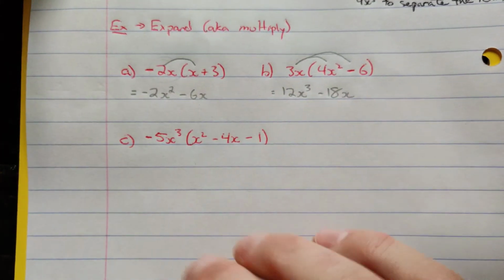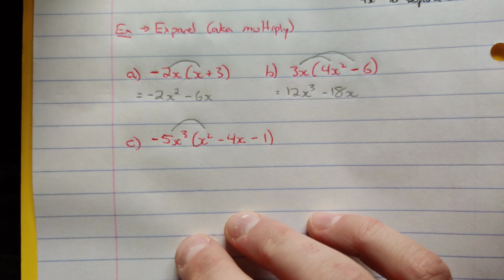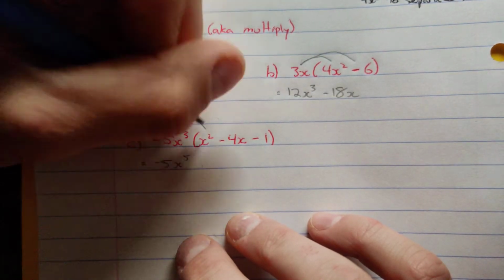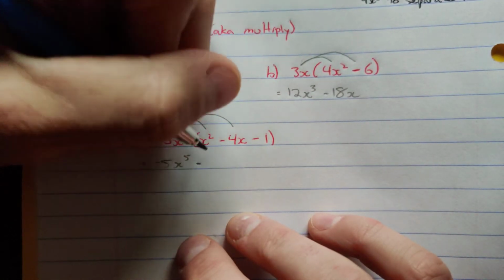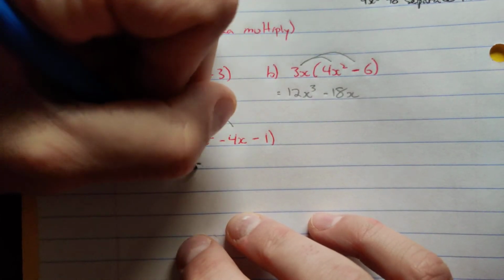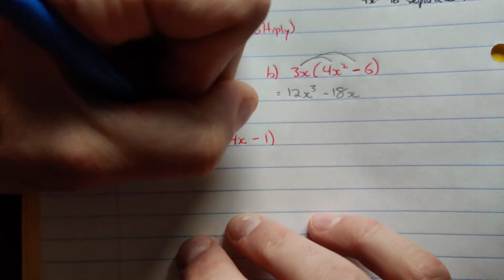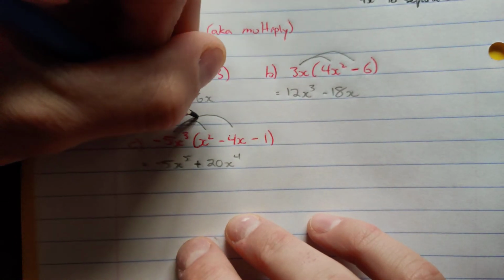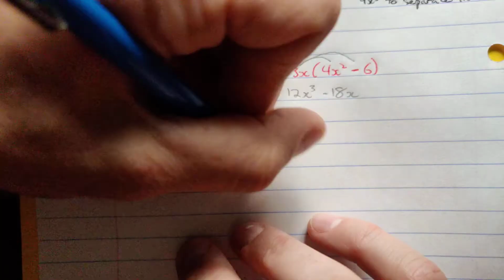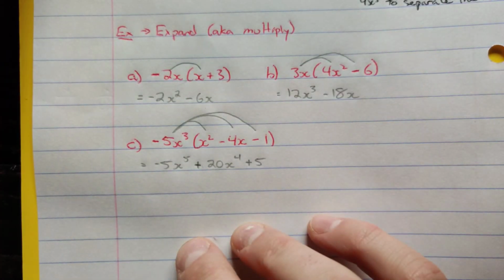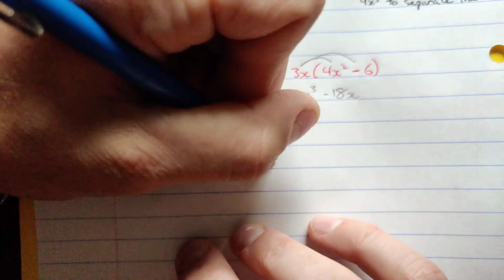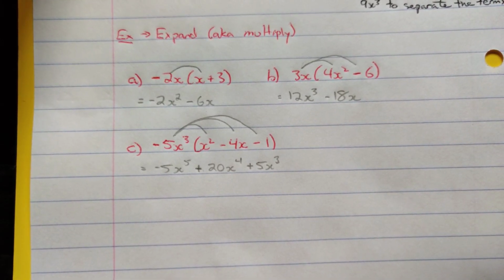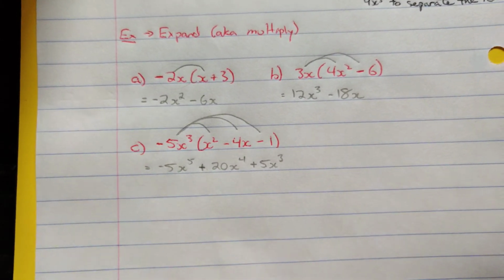Even when it gets to a trinomial, same thing. Multiply negative 5x cubed by x squared. We're going to get negative 5x to the 5. Then negative 5x cubed times negative 4x. Negative times negative is a positive. 5 times 4 is 20. x cubed times x to the power of 4. And then finally, negative 5x cubed times negative 1. Well, two negatives make a positive. 5 times 1 is 5. And then we still have that lonely old x cubed there at the end. So we've now expanded that out. So when we're expanding, we multiply every term inside the brackets by the term outside the brackets, multiply numbers by numbers, multiply letters by letters.